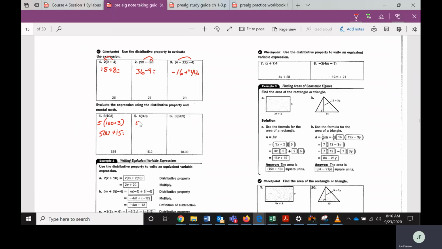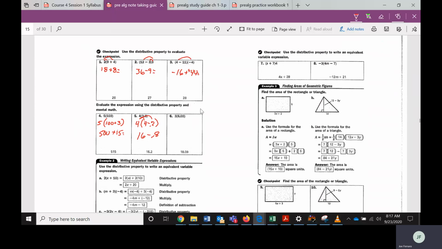Same type of thing here. It would be kind of hard in your head to go 4 times 3.8, but some people could do this. Okay, 4 minus 0.2 is the same as 3.8. So 4 times 4 is 16, minus 4 times 0.2 is 0.8. And you subtract those, you get 15.2. Okay.